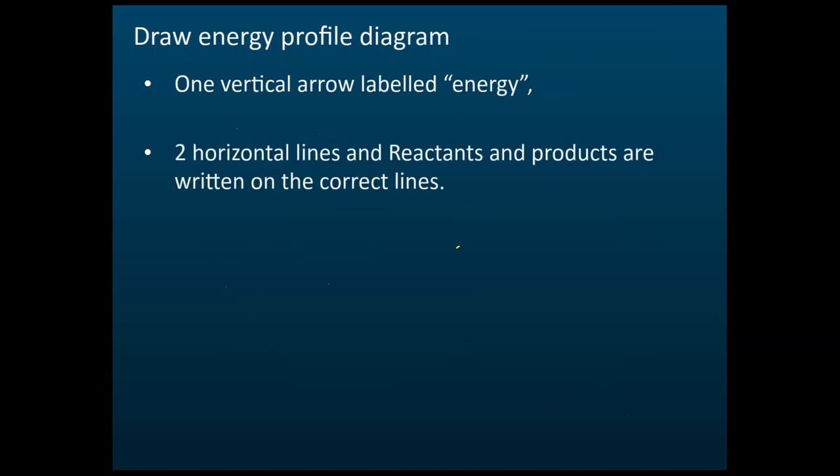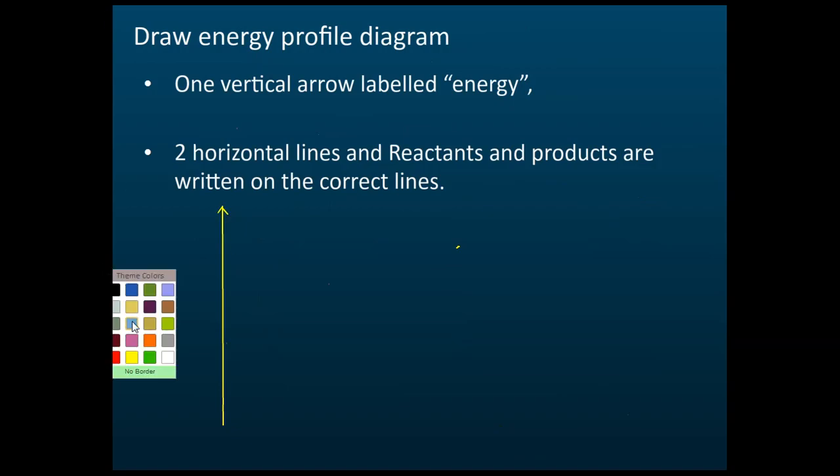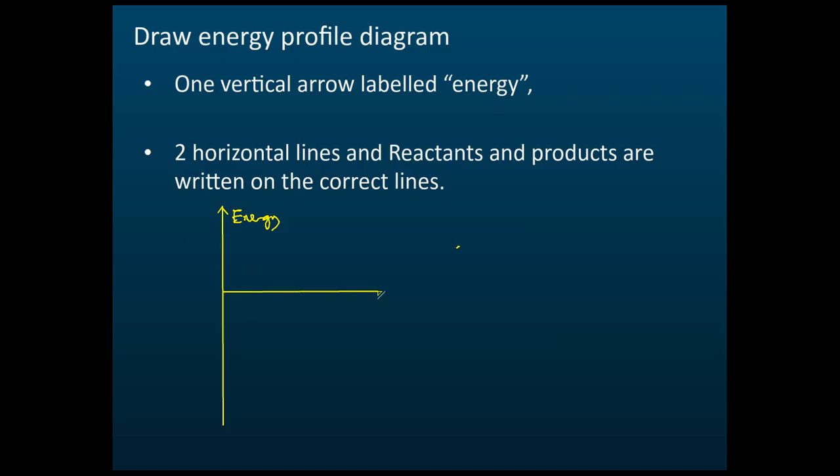So you must have labels. Energy profile diagram. The very first thing that you need to draw is the vertical axis with arrow. Okay, and then label it with the word energy. Without this, no mark. And then two horizontal lines. It depends on whether it is exothermic or endothermic. If it is exothermic, the energy goes down.